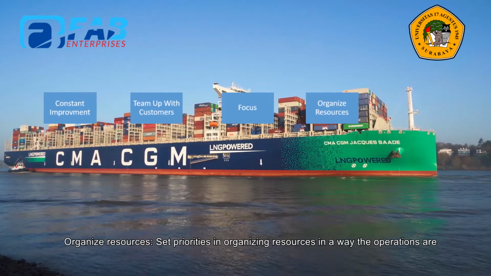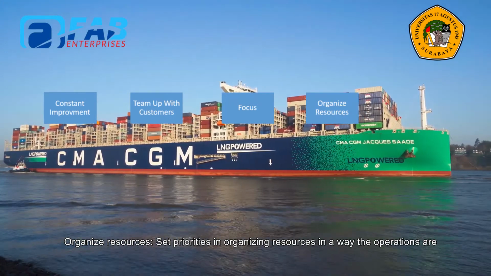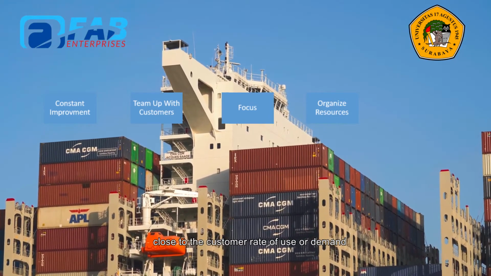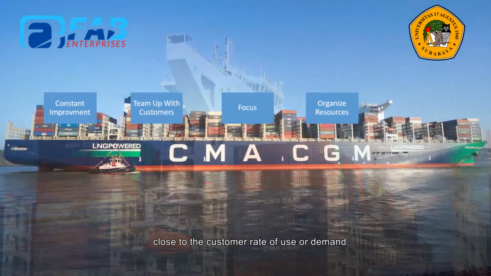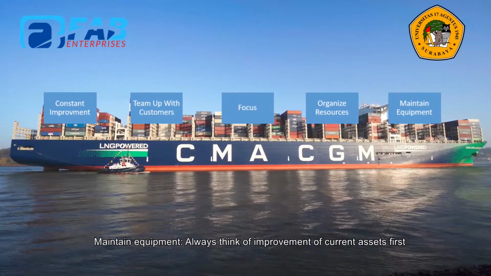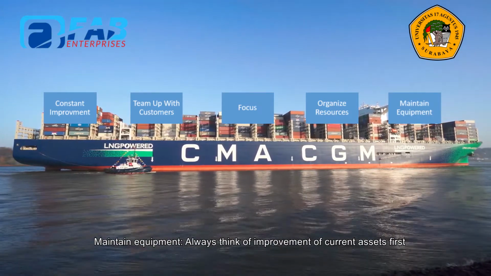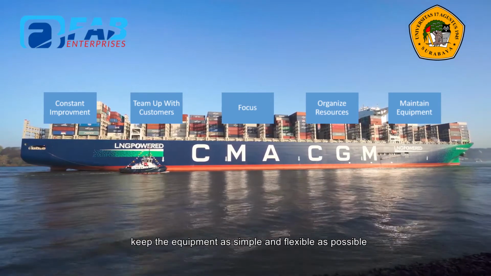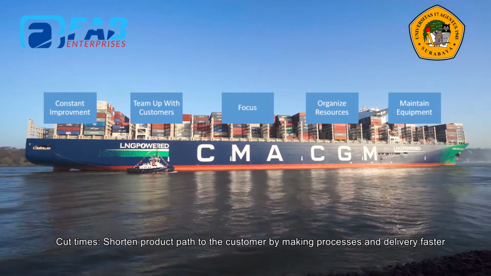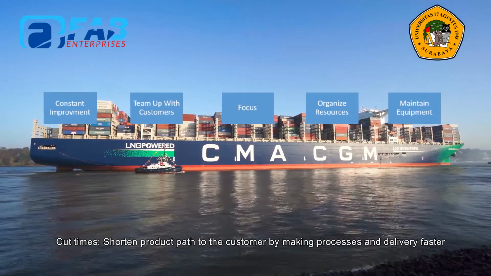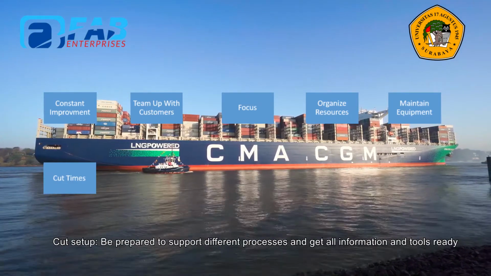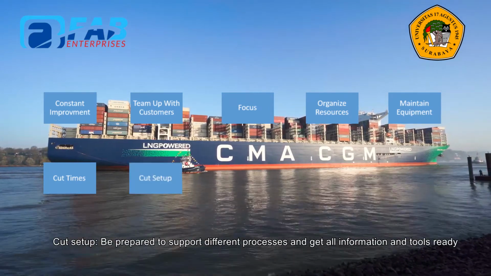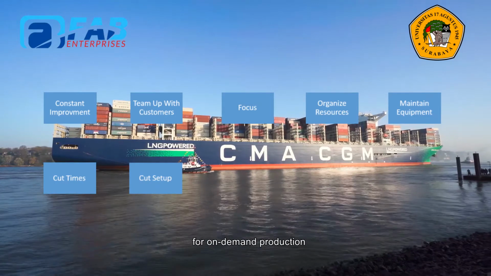Organize resources. Set priorities in organizing resources in a way the operations are close to the customer rate of use or demand. Maintain equipment. Always think of improvement of current assets first. Keep the equipment as simple and flexible as possible. Cut times. Shorten product path to the customer by making processes and delivery faster. Cut setup. Be prepared to support different processes and get all information and tools ready for on-demand production.